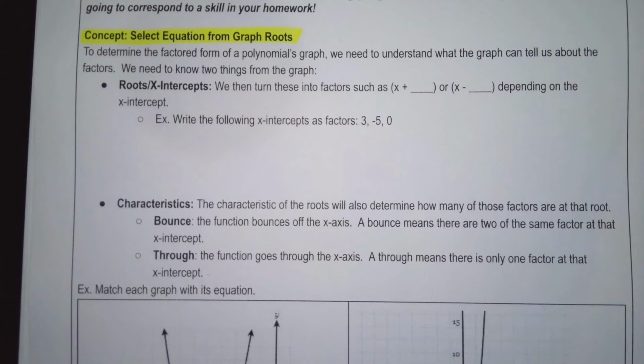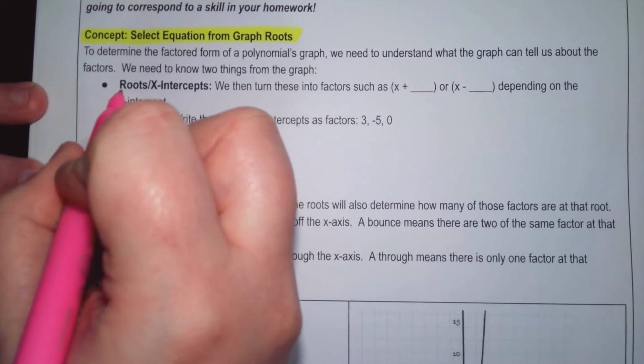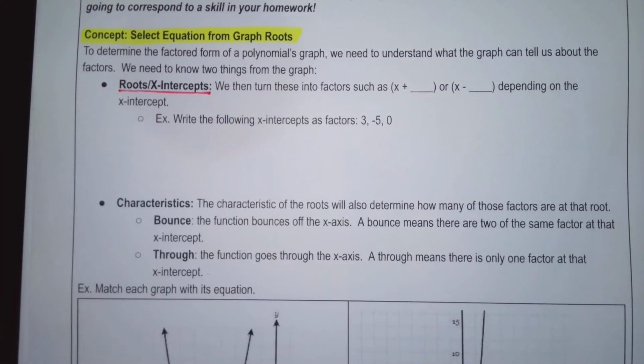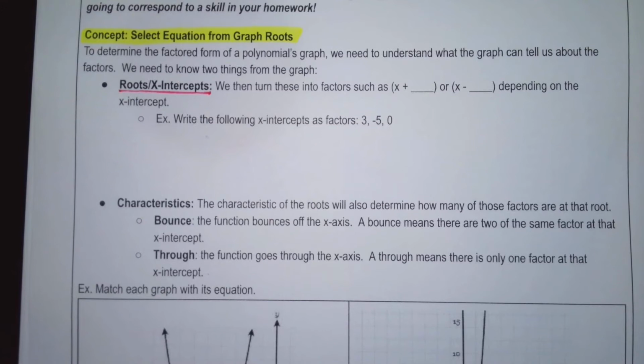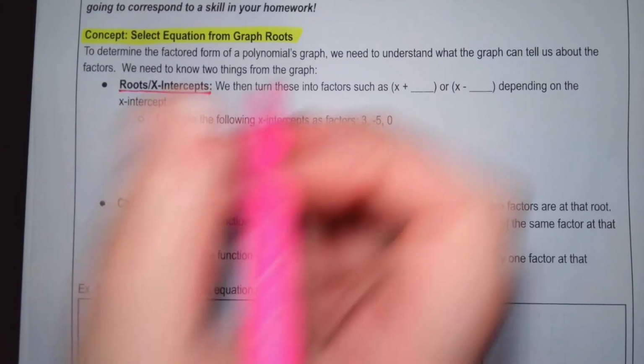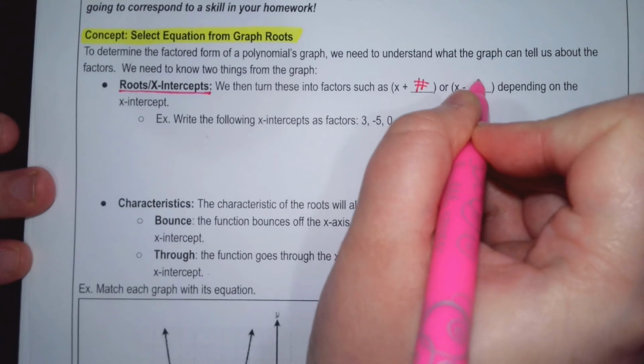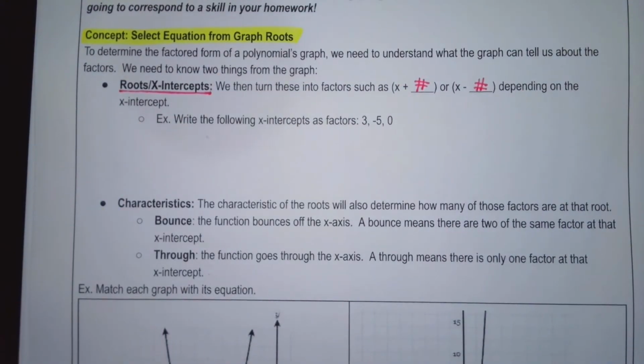So our first concept is selecting the equation from the graph roots. To determine the factored form of a polynomial's graph, we need to understand what the graph can tell us about the factors. We need to know two things from the graph. The first thing we need to know are the roots or the X-intercepts. So we can turn these into factors such as x plus a number or x minus a number, depending on the X-intercept. Now, we're going to practice this.